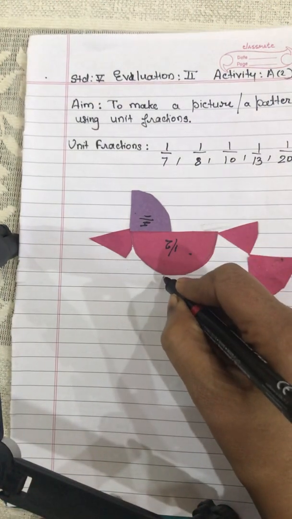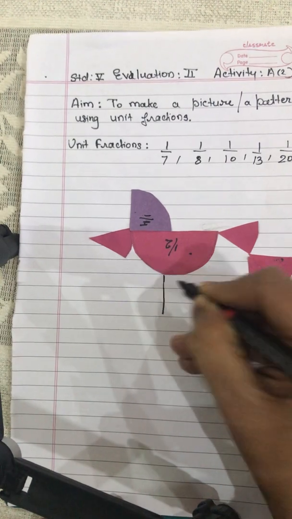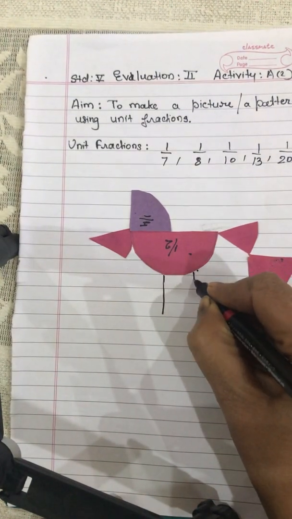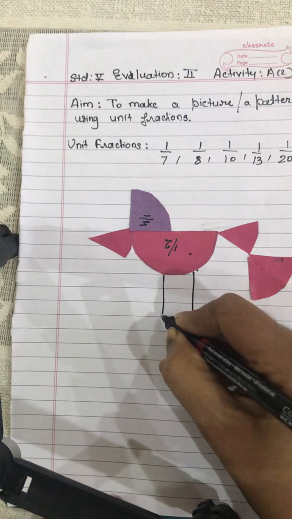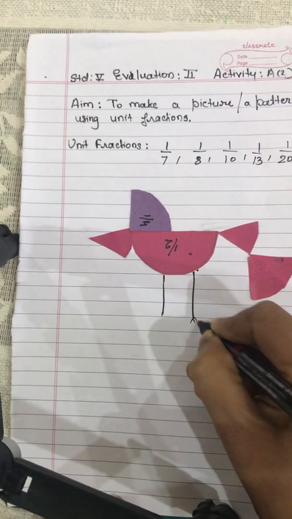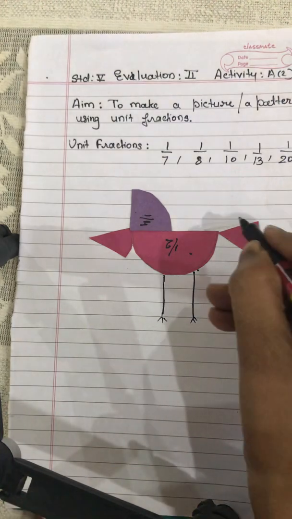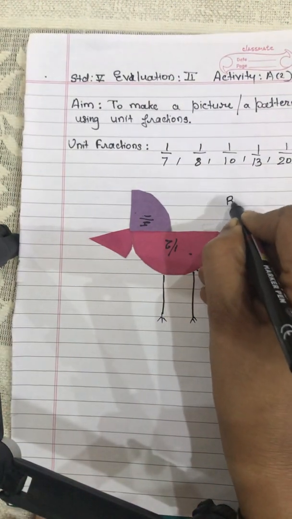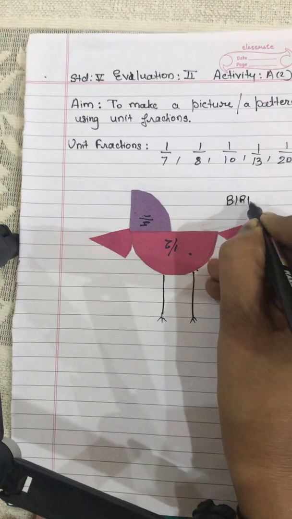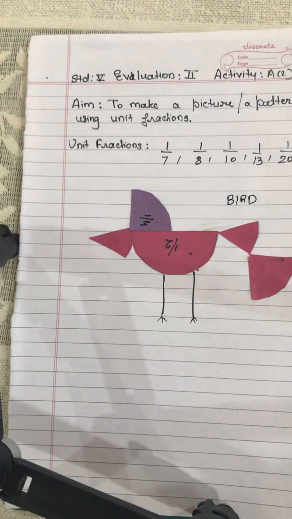Now I am going to make the legs here. Okay. So a picture of a bird is obtained. In this way you can use unit fractions to make a bird. It is not compulsory that only a bird or a picture is to be formed, but you can make a pattern also. Let me show you some patterns here.